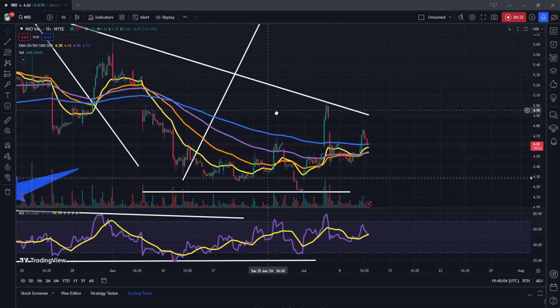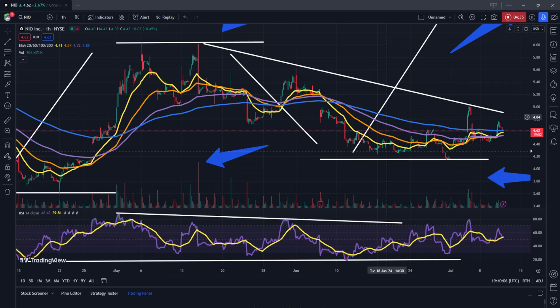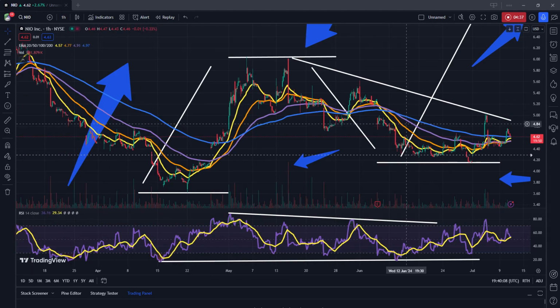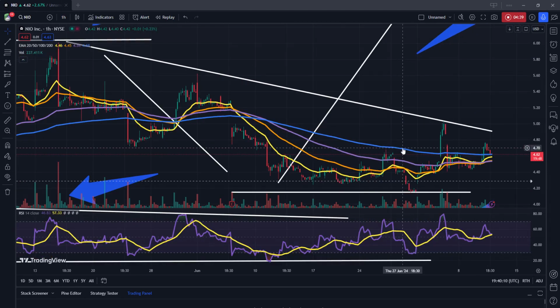And since this is the hourly chart, we have to remember that this is one of the most commonly watched charts in the entire market. So, this blue line here is the 200 period exponential moving average. The purple line is the 100 period exponential moving average. The yellow line is the 20 period exponential moving average. And the orange line would be the 50 period exponential moving average.